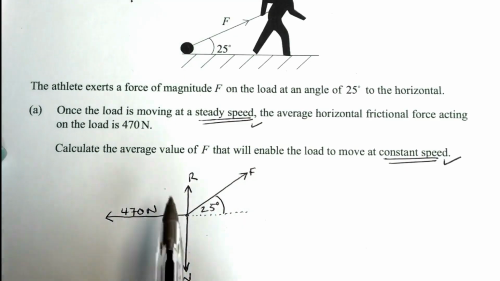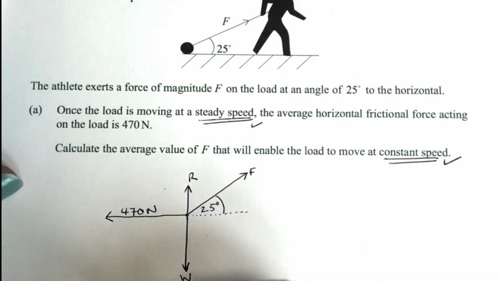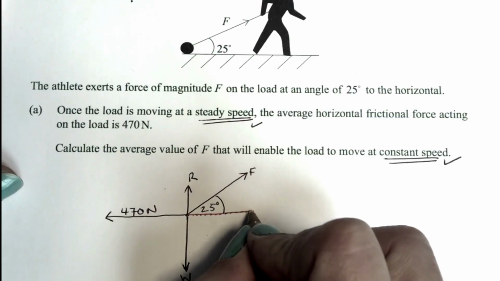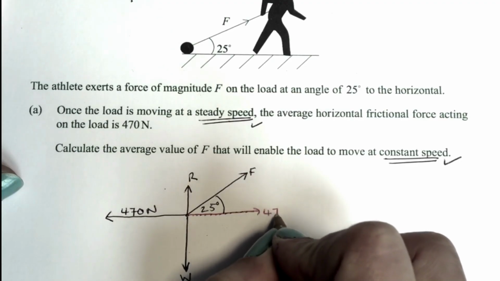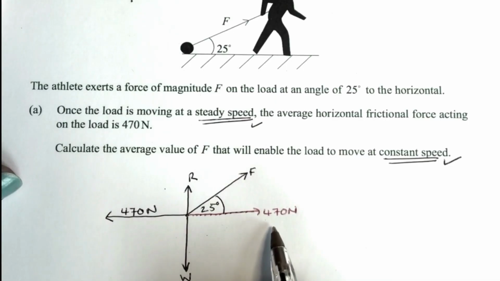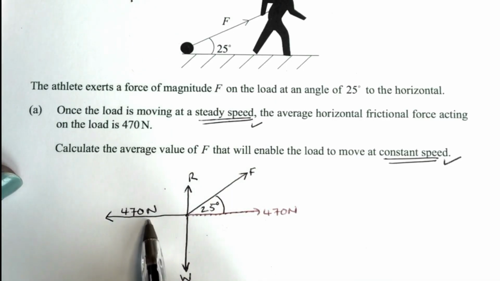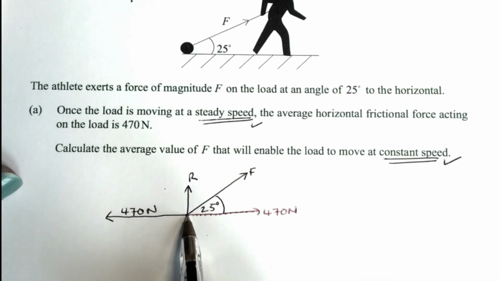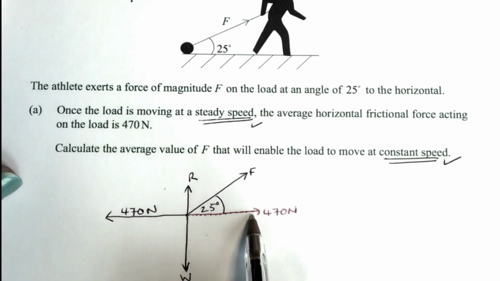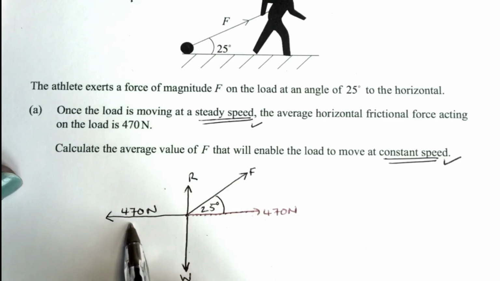So the frictional force going backwards is 470 newtons. That means that the force going to the right must also be 470 newtons. If this force were any other value, there would be an unbalanced force acting upon the load, and the load would undergo acceleration. We know it doesn't undergo acceleration. So this must be 470 newtons to balance that 470 newtons.